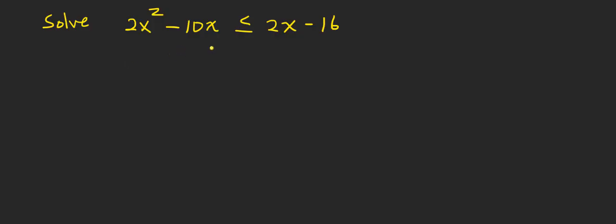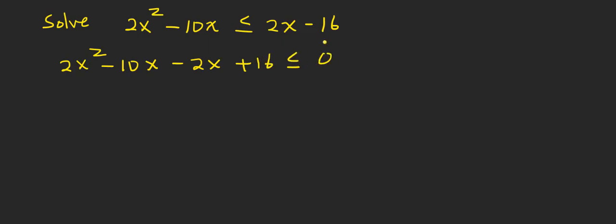Now let's solve this example. So in this case, we want to know when 2x squared minus 10x is less than or equal to 2x minus 16. So in order to solve this, we are going to move everything to the left side. And let's combine the like terms.